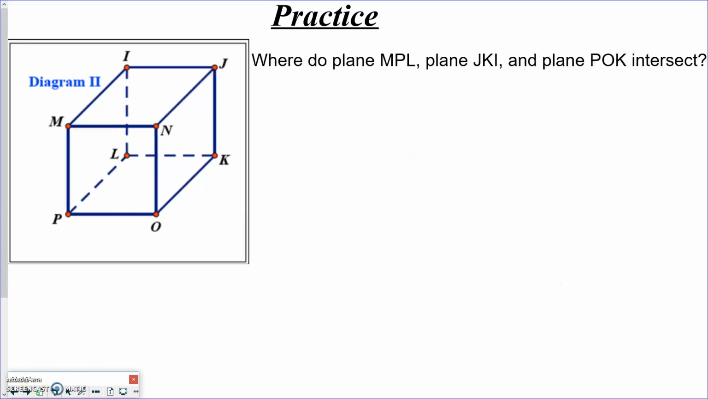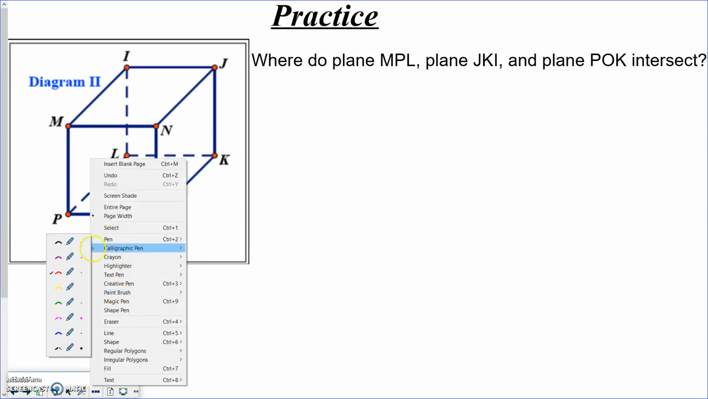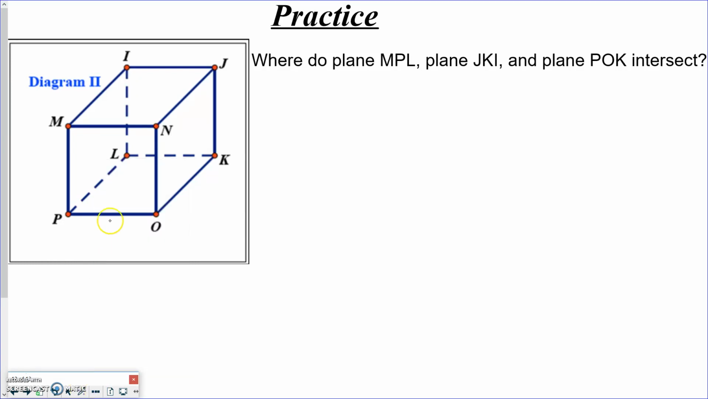Okay, lastly, where do plane MPL, plane JKI, and plane POK intersect? The first thing I'm going to do is highlight the points in the planes. So M, P, L, J, K, I, and P, O, K. So I've got this plane, and this bottom plane. 3 planes.